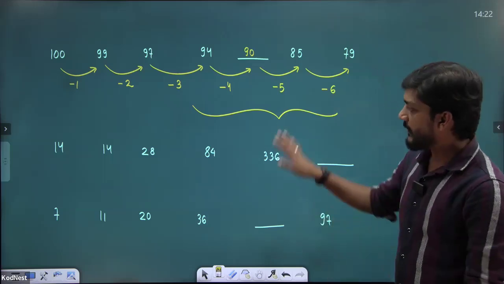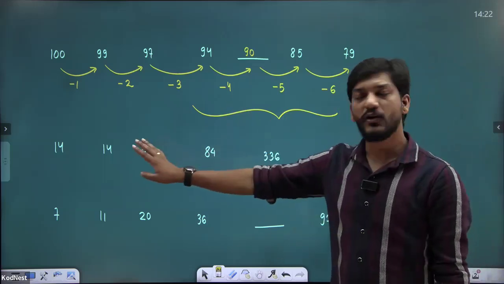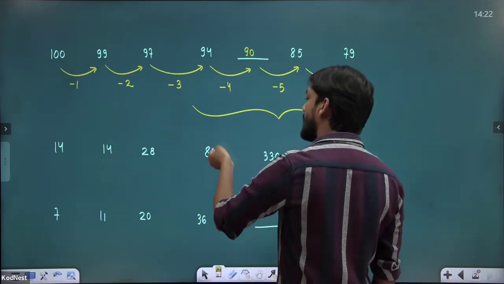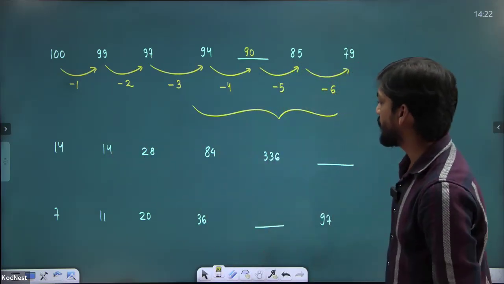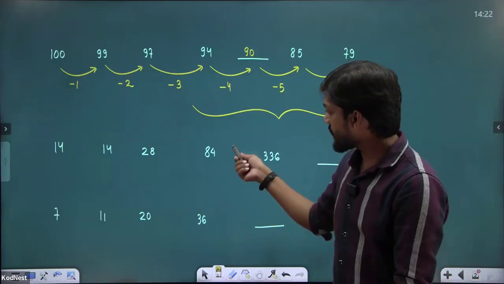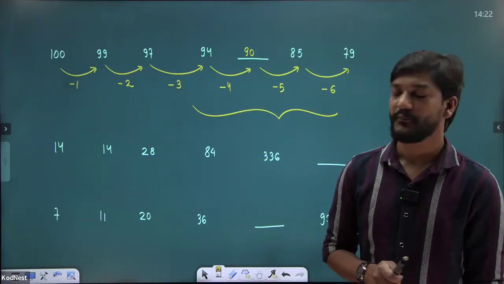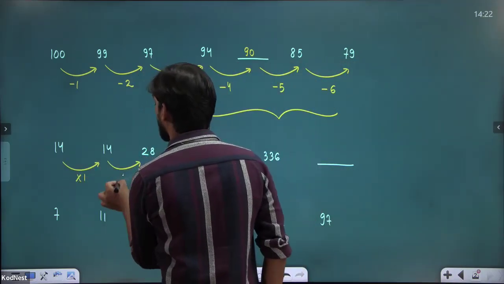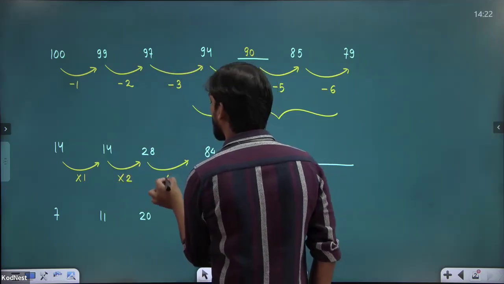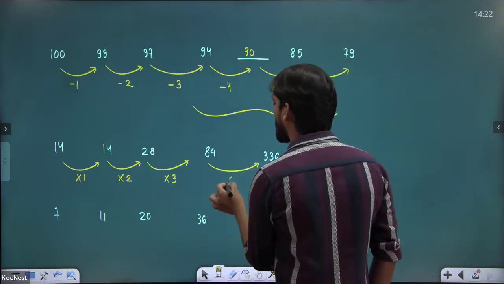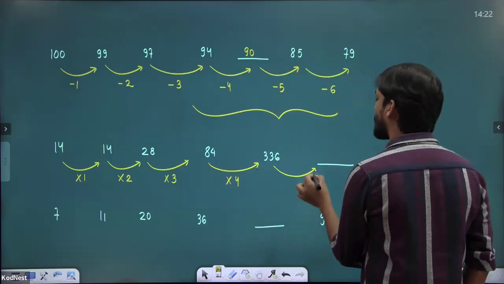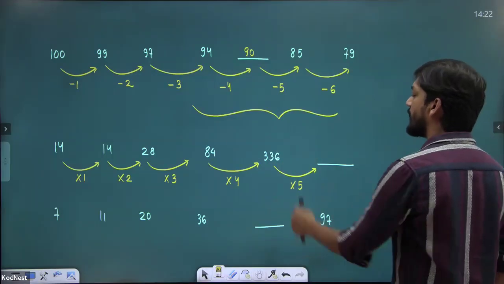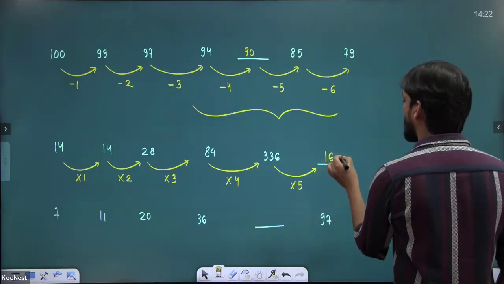Okay. So easy question. But once I come here, I will not try addition and subtraction because clearly visible. 14 into 2, 28 into 3, 84 into how much? 4. So here multiplication is definitely working out, clearly visible. So let's try multiplication here. 14 into 1, 14 into 2, 28 into 3, 84 into 4. So 336 into 5. So 5, 630 or 300 into 5 is 1500. 1650, 1680. 1680.